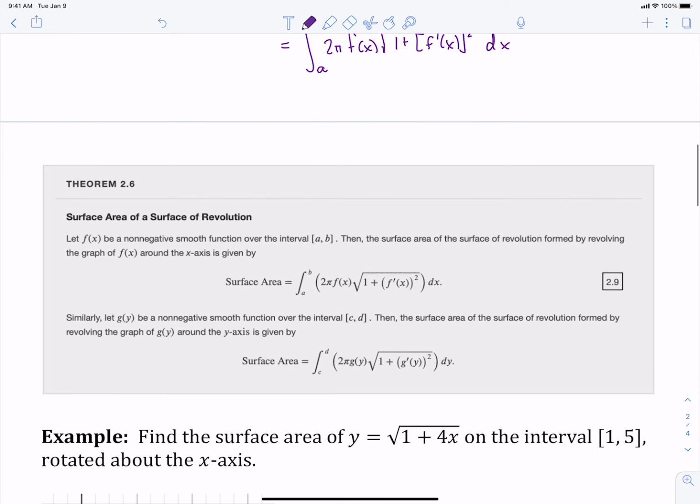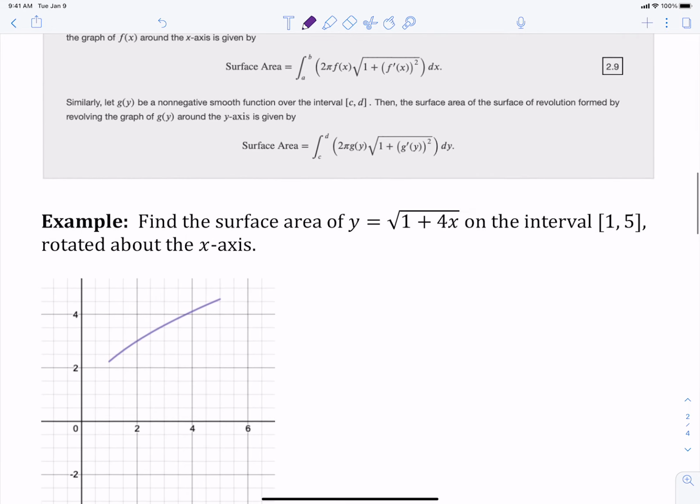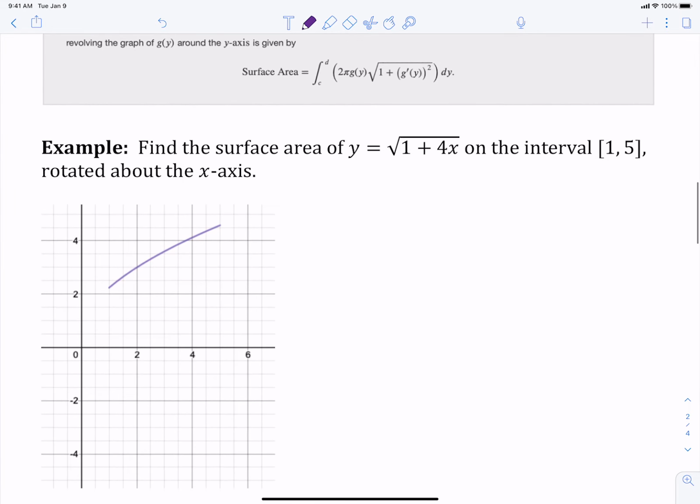The surface area is the same either way. Now, most of these are going to be pretty difficult for us to do by hand. There are going to be some that we can. This one we can do by hand, and I'm going to show us here.